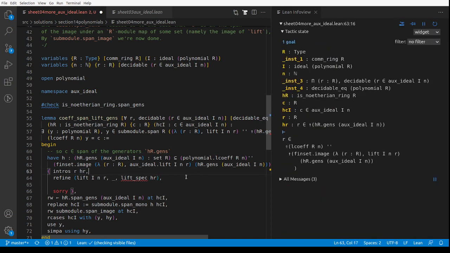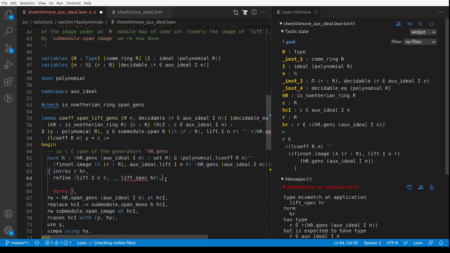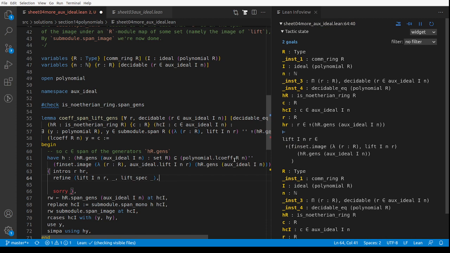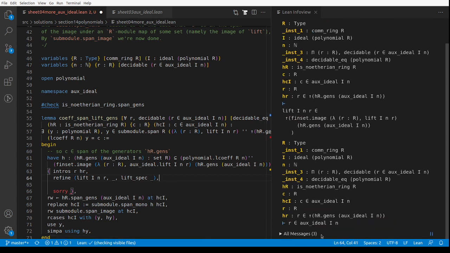So we're not quite ready yet. R is in the generators, and therefore R is in the span of the generators. What was the error again? I want R is in the generators of the aux ideal, therefore R is in the... So I need that the generators are a subset. I just need some kind of subset span or something. If I do that, now what are my two goals? Yeah, this looks good, doesn't it?